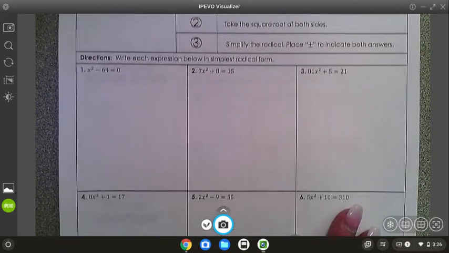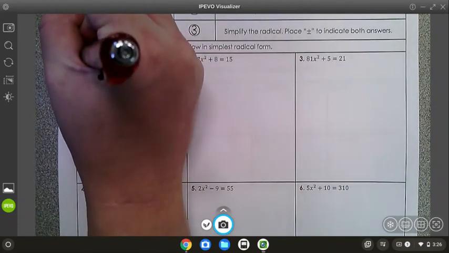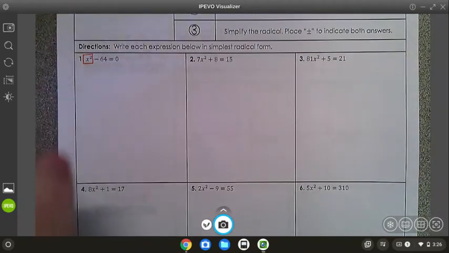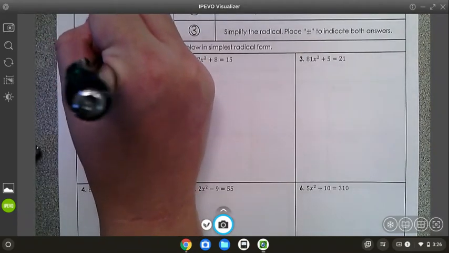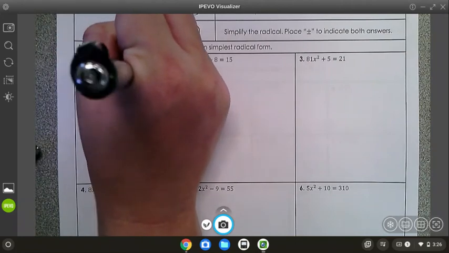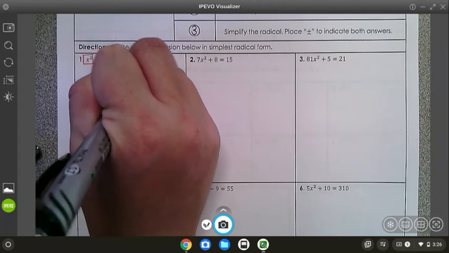So let's look at an example here. Number 1, our goal is to get x squared by itself first. So what I have to do is add 64 to both sides. And that gives us x squared equals 64.